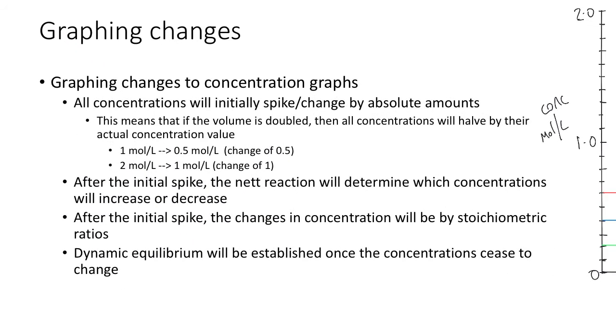When you're graphing changes in concentration this time, concentration graphs, not rate of reaction graphs, there are a whole bunch of differences, because then you really need to start thinking about making everything to scale. These are the important things. All concentrations will initially change by absolute amounts, not stoichiometric amounts. What does that mean? If you've doubled the volume, you halve the concentrations, which means that 1 mole will go to 0.5 mole, or 2 mole will go to 1 mole, so the changes are going to be different and they're not going to follow stoichiometry.